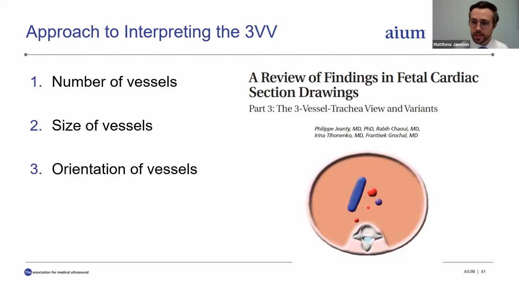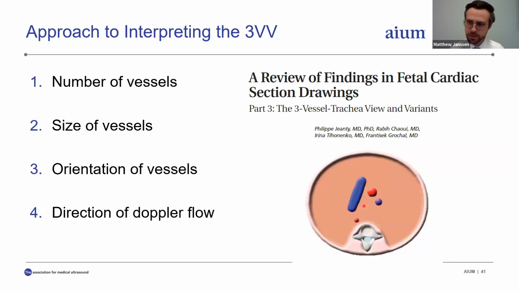And also, what is the orientation of them? Are they in this correct pattern going from largest to smallest? And in the 3-vessel tracheal view, is it making that classic V sign, as Christina and Dr. Schwartz showed, down towards the fetal spine? And also in that 3-vessel tracheal view, what is the direction of the color Doppler flow as well?